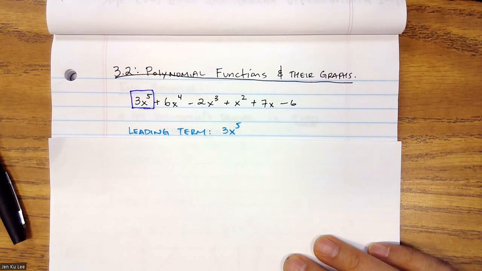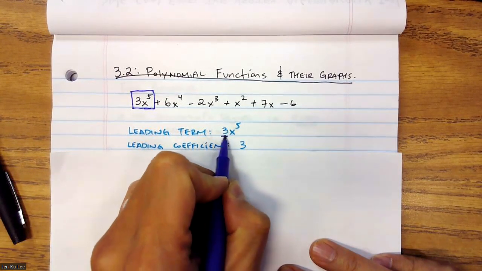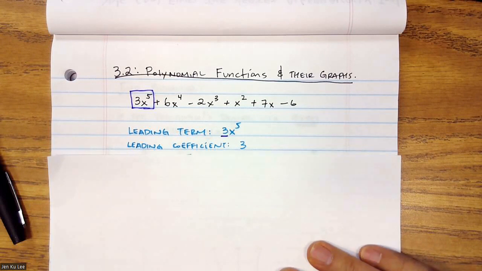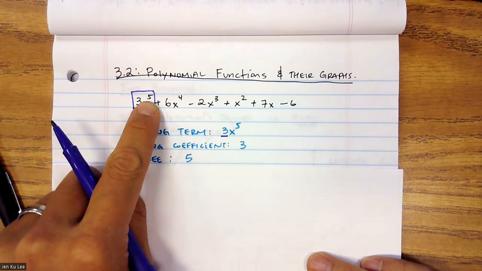So your leading term after you put it into standard form will be 3x to the fifth. The leading coefficient is 3 because that is the coefficient of your leading term, and that's a positive 3. Positive and negative is what we are going to use while we are graphing. And then the degree of this polynomial is 5 because that is the biggest exponent here.